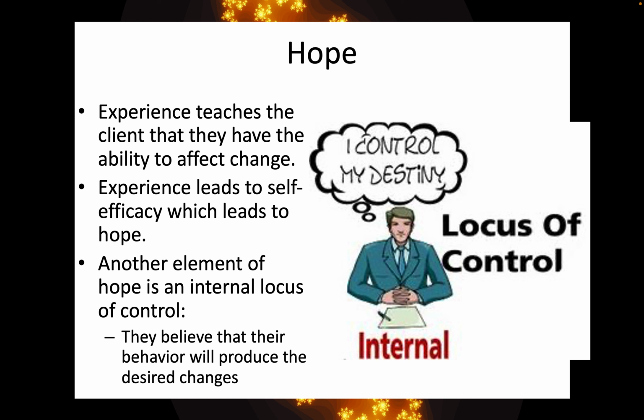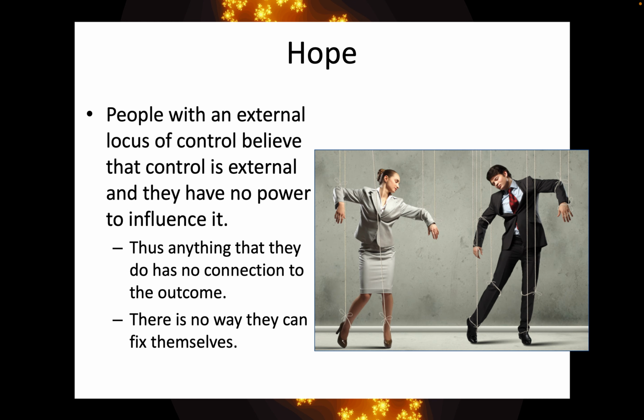Another element of hope is an internal locus of control. They believe that their behavior will produce the desired changes. So if you have an internal locus of control, you know that you're in charge of yourself and that you can affect change. People with an external locus of control believe that control is external and they have no power to influence it. Thus, anything they do has no connection to the outcome. There is no way that they can fix themselves. It has to be fixed from outside.